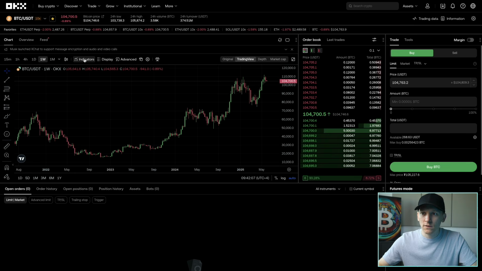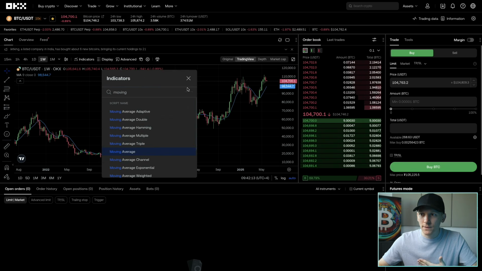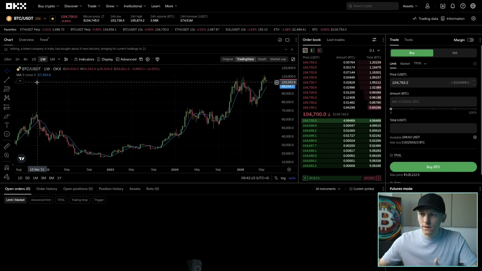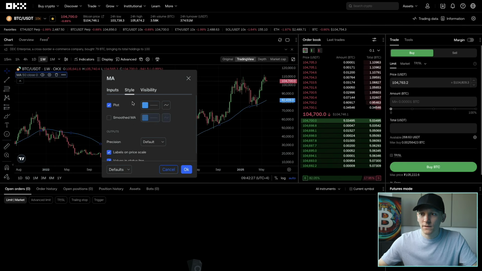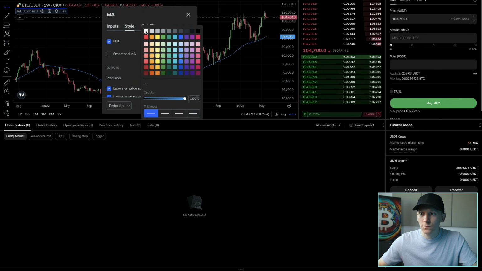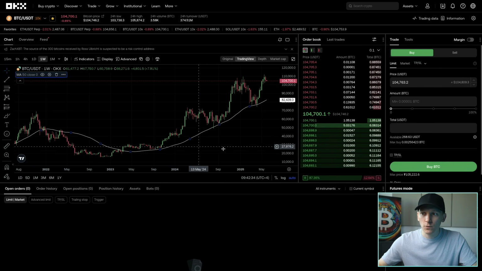Now what you can also do is go to indicators, type in moving average here, simple moving average. It's just the beginning indicator that everyone can use, but it's so effective. So we're going to go to the settings here. We're going to go to inputs, and for length, let's try a 50 period. So 50 period, and then the style, just choose whatever you want. So you can choose white or anything else. And what we're looking at now is a 50 period moving average.